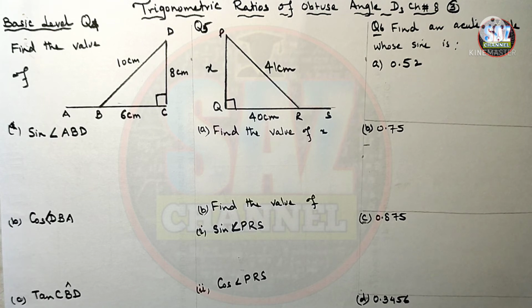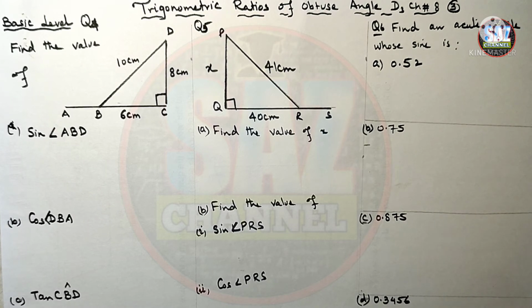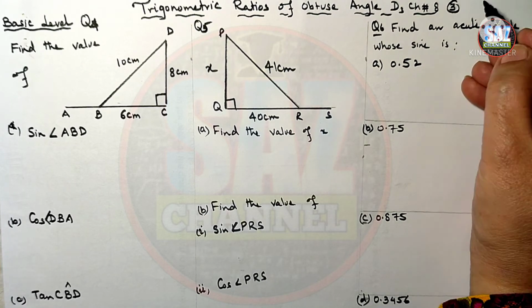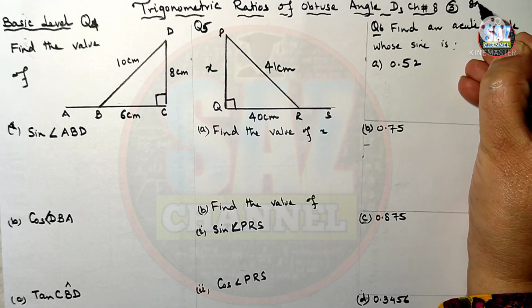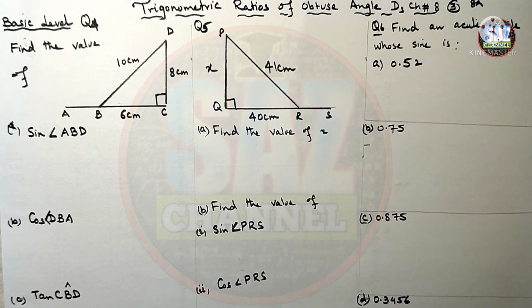This is my third lesson of D3 chapter number 8, exercise 8A, that is about the trigonometric ratios of obtuse angle. In this class, students will be learning and discussing question number 4.